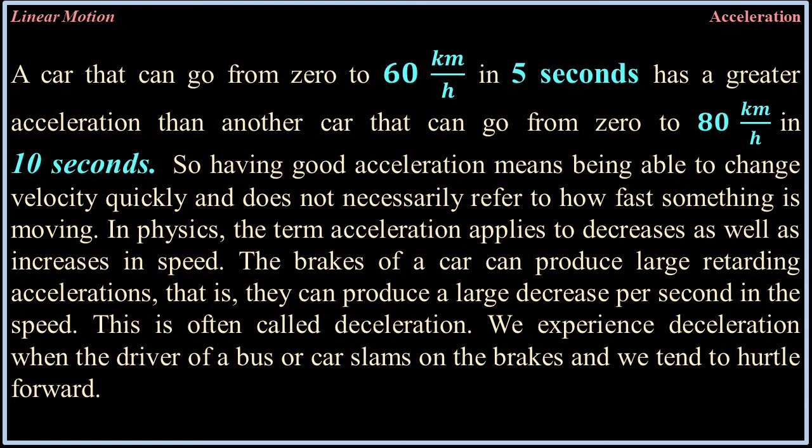A car that goes from 0 to 60 in 5 seconds has a greater acceleration than another car that goes from 0 to 80 kilometers per hour in 10 seconds. So having good acceleration means being able to change velocity quickly and does not necessarily refer to how fast something is moving. In physics, the term acceleration applies to decreases as well as increases in speed.